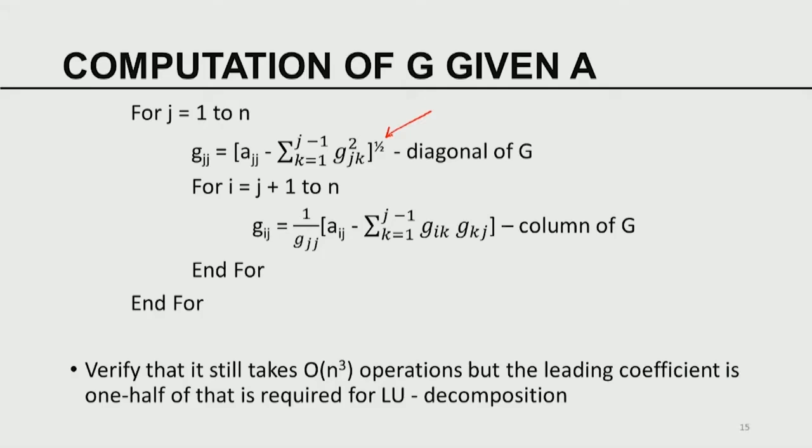So if I consider that, we still need to do O of n cube operations, but the leading coefficients of the polynomial that represent the amount of work is about 1/2 of that required for LU decomposition. Therefore, Cholesky decomposition of symmetric positive definite matrices is cheaper than LU decomposition for any general matrix. So now I am going to talk about the framework.